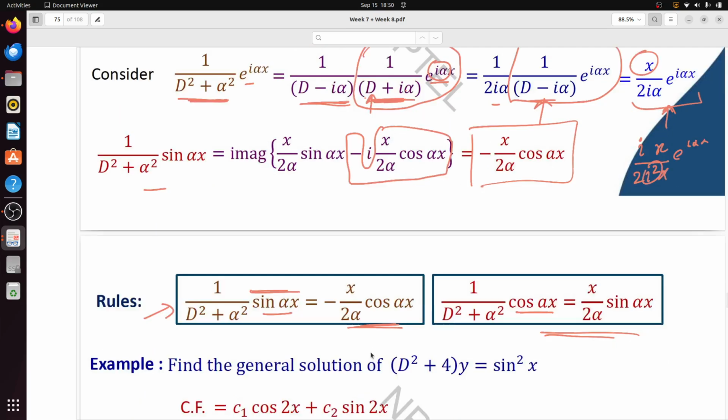Okay, so now we will try to solve one, try to find the solution.